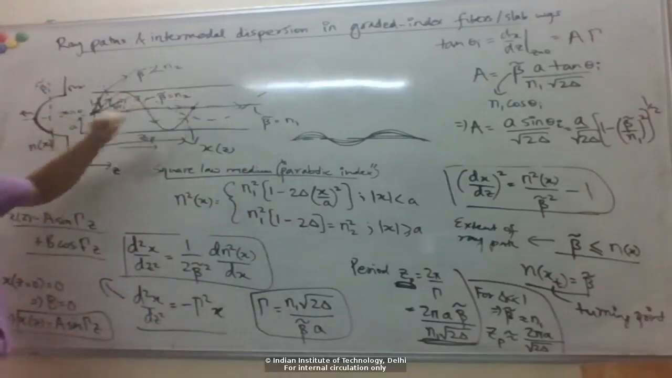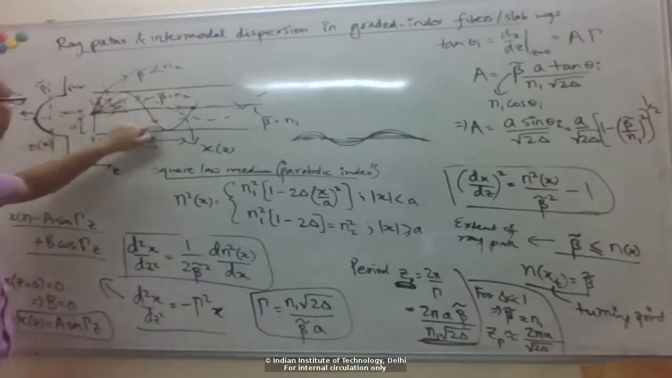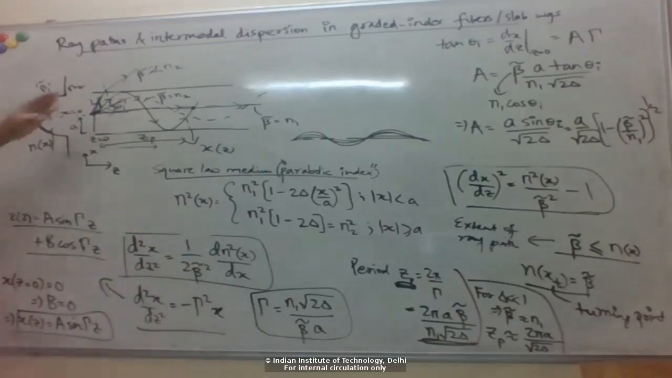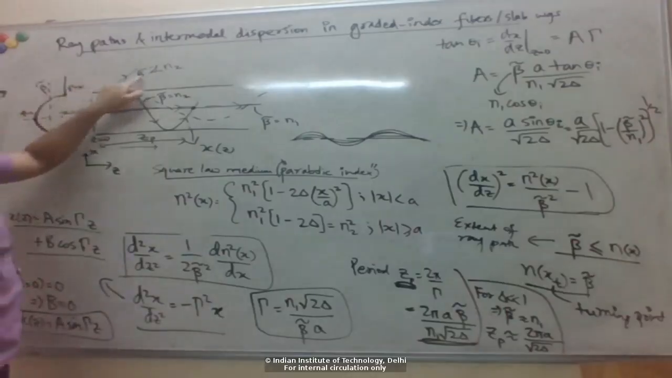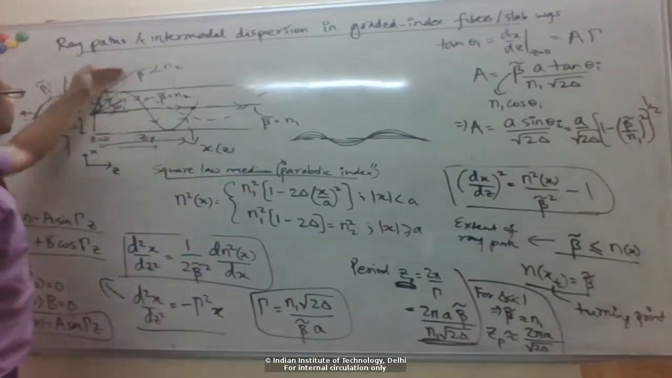At some point, it becomes equal to n2, and that would be the ray which will go up to the edge of the cladding and come back. And if I further increase the launch angle, then beta becomes less than n2, and then those rays will not be carried till escape.